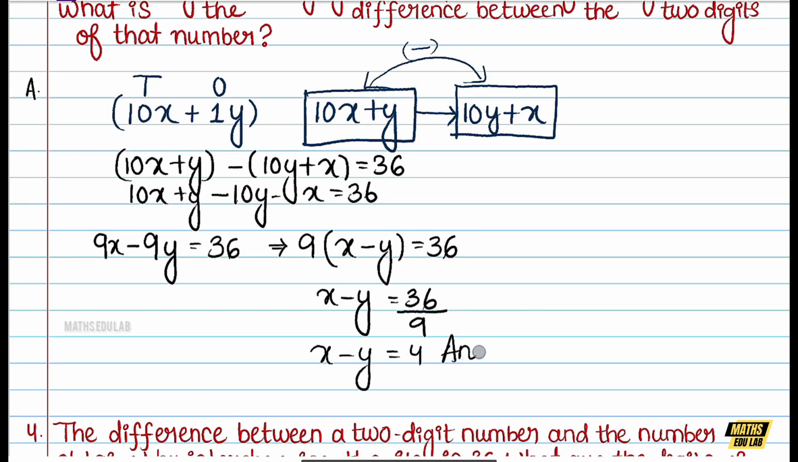So this is the answer which we got: x minus y is equal to 4. So this is the answer of the given question.